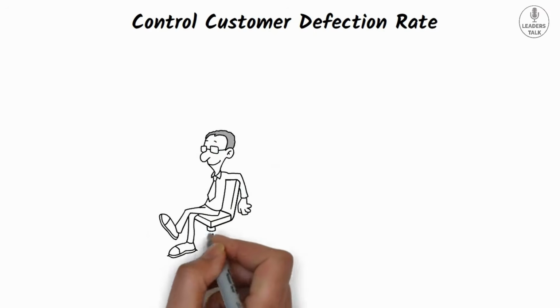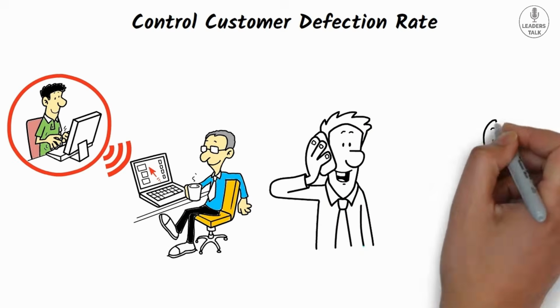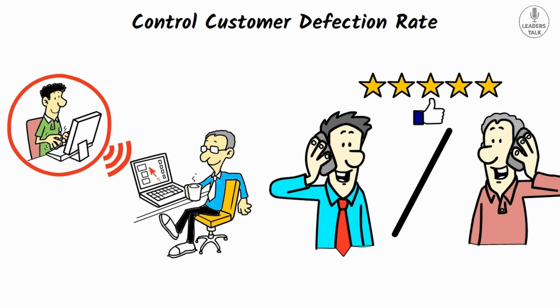Control customer defection rate. CRM empowers businesses to proactively engage with customers, address their concerns, and provide timely support. By nurturing customer relationships and ensuring customer satisfaction, companies can minimize customer churn and control customer defection rates.